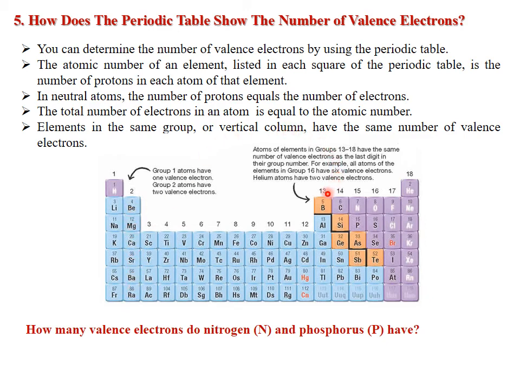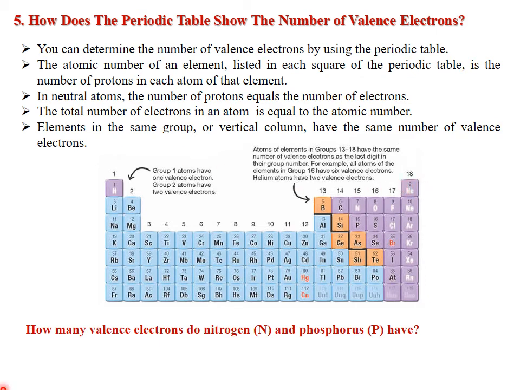Now, atoms of elements in group 13 till group 18 have the same number of valence electrons as the last digit in their group number. For example, all atoms of the elements in group 16 have 6 valence electrons. Exception, helium atoms have 2 valence electrons.